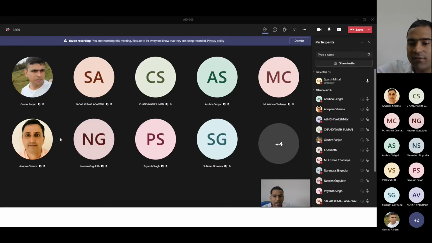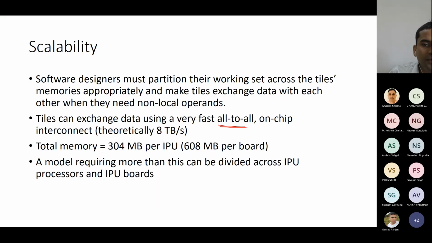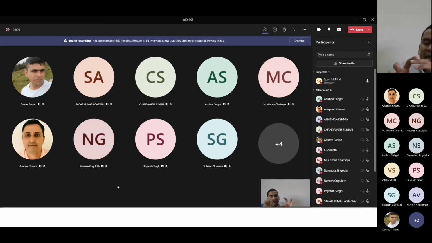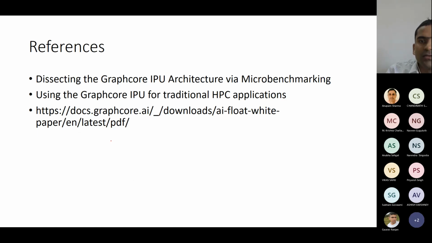Okay, so if you remember, in Hanguang we had ring architecture. In Grayskull, we had a torus architecture. So here it is again all-to-all. So you can very quickly supply the data. Now we have one IPU which has 304 megabytes. Now one board has 2 IPUs. That's why total memory in a board becomes 608 megabytes. If a model requires more than this, it can be divided across multiple IPU processors or IPU boards. Just like we said in Hanguang, if you need more than 192 megabytes, you have to use multiple Hanguang chips. Similarly here also. This is the reference.